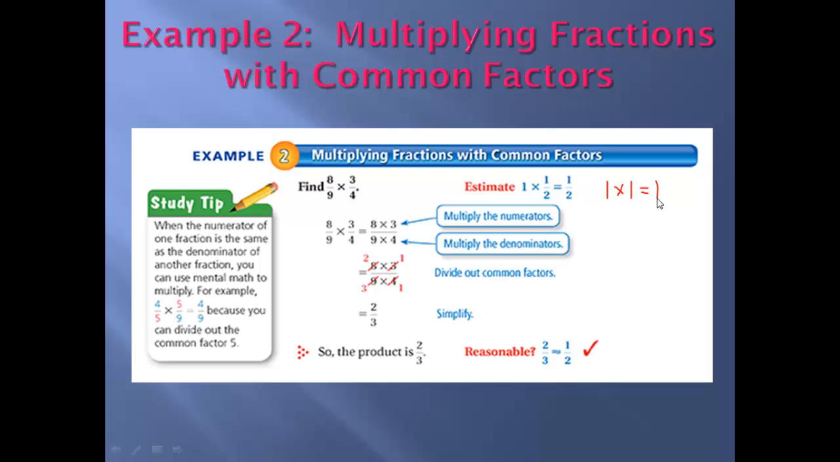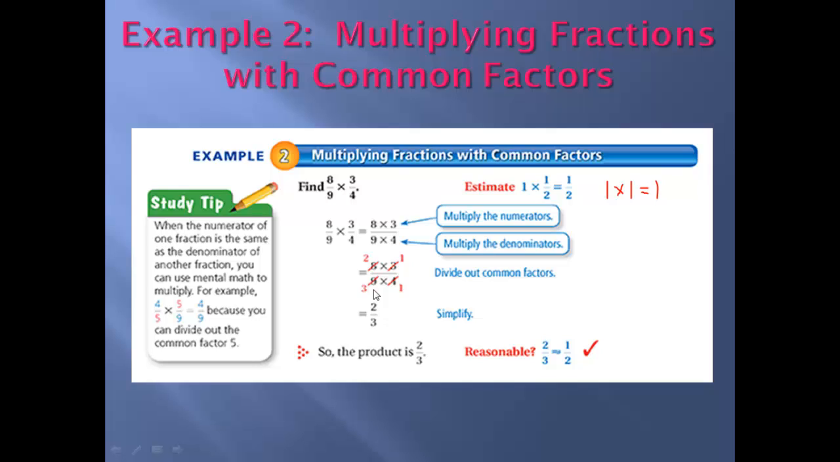So now let's look at our problem. 8/9 times 3/4. We're going to multiply our numerators, 8 times 3, and we're going to multiply our denominators, 9 times 4. We can then divide out common factors. First, let's look at the 8 in the numerator and the 4 in the denominator. We can divide both of those by 4. So 4 divided by 4 is 1, and 8 divided by 4 is 2. Now we can look at the 3 and the 9. The 3 and the 9 can both be divided by 3. 3 divided by 3 is 1, and 9 divided by 3 is 3.